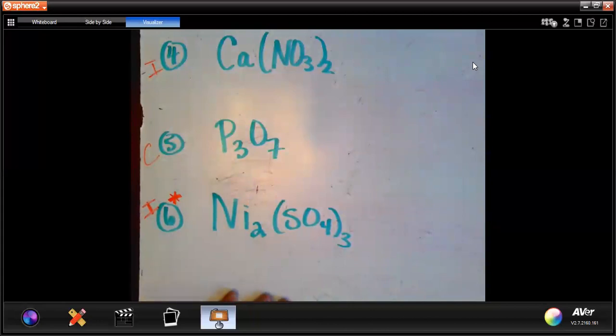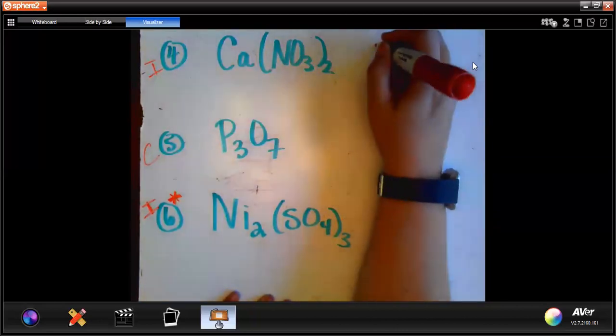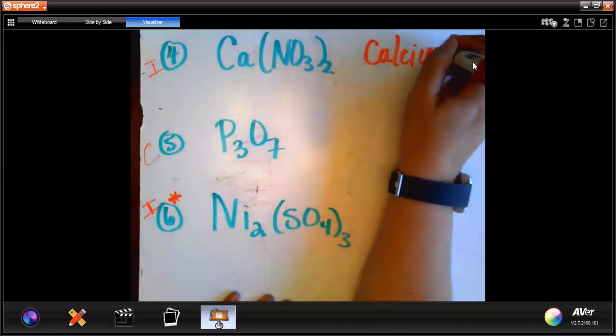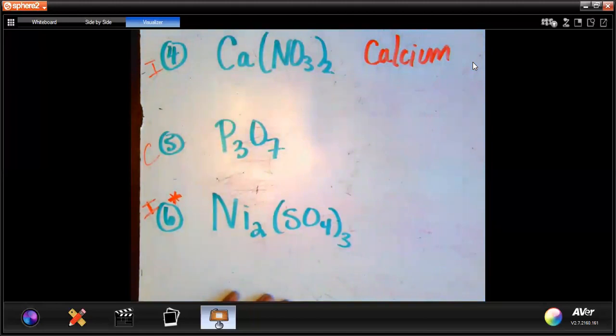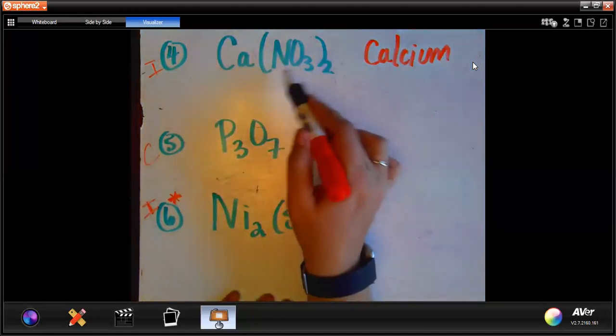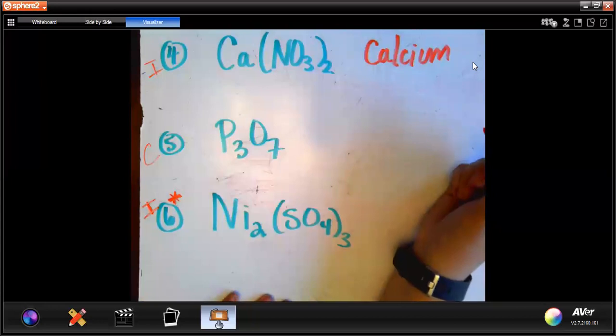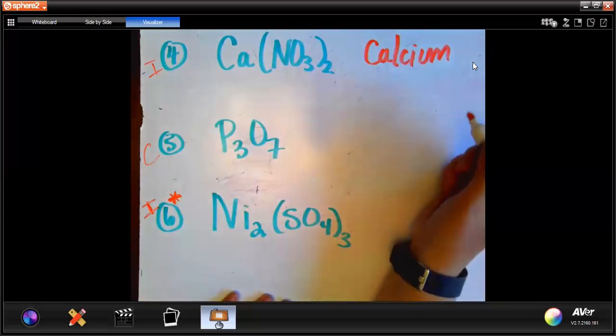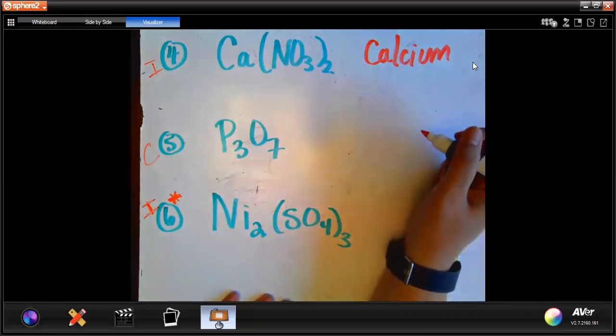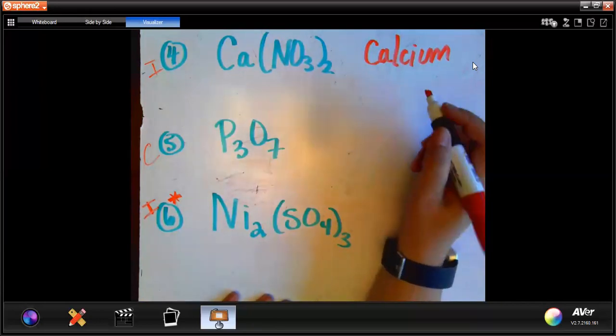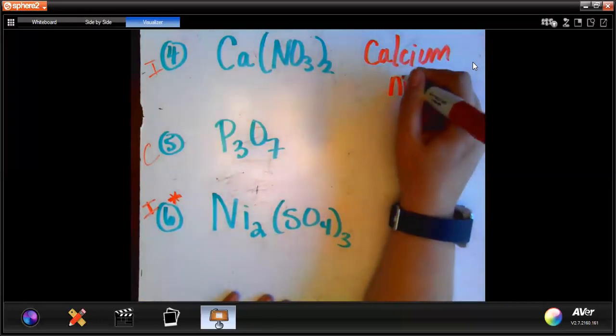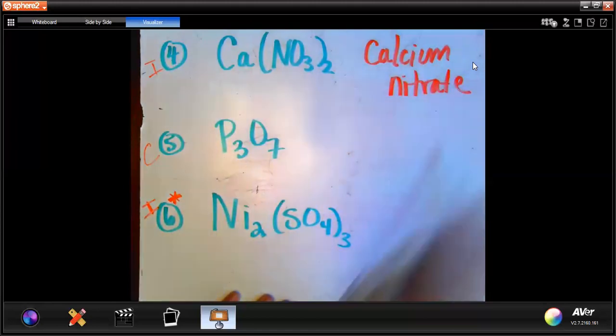Number 4, we start with the metal, which is calcium. And then our anion, or our negative ion, NO3, since it has more than one atom, it's a polyatomic ion. And so we look it up on our polyatomic ion list in our reference packet, and we find that it is called nitrate. So this is calcium nitrate.